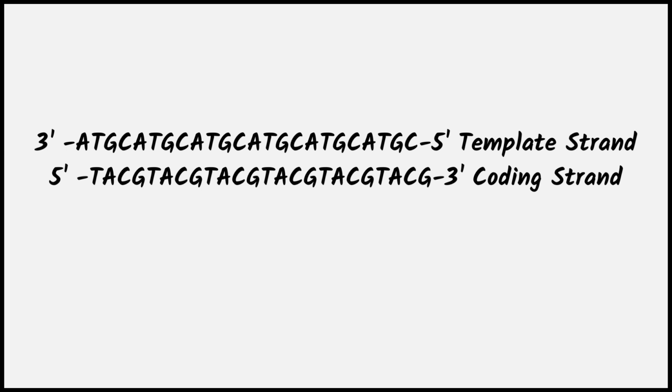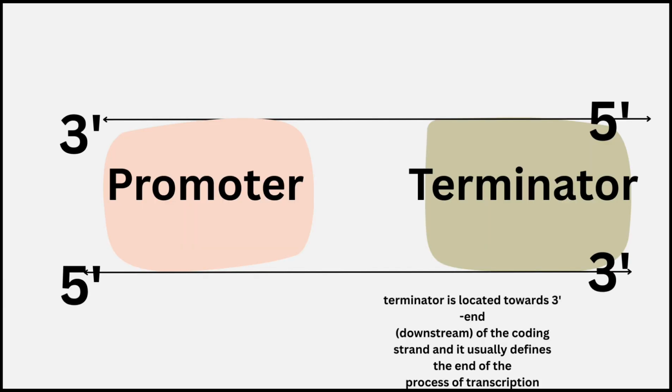Now you must know what a template strand is and what a coding strand is. Here, 3' to 5' is the template strand, and 5' to 3' is the coding strand. We don't have to remember the sequence; wherever there is A, the complementary will be T, and wherever there is G, the complementary will be C. This is important: 3' to 5' is the template, and 5' to 3' is the coding strand. Then there are the promoter, terminator, and structural gene in a transcription unit.